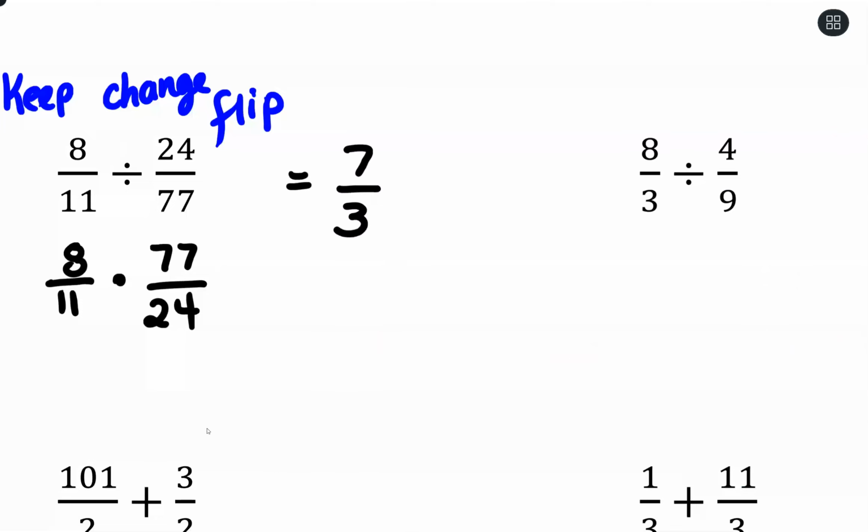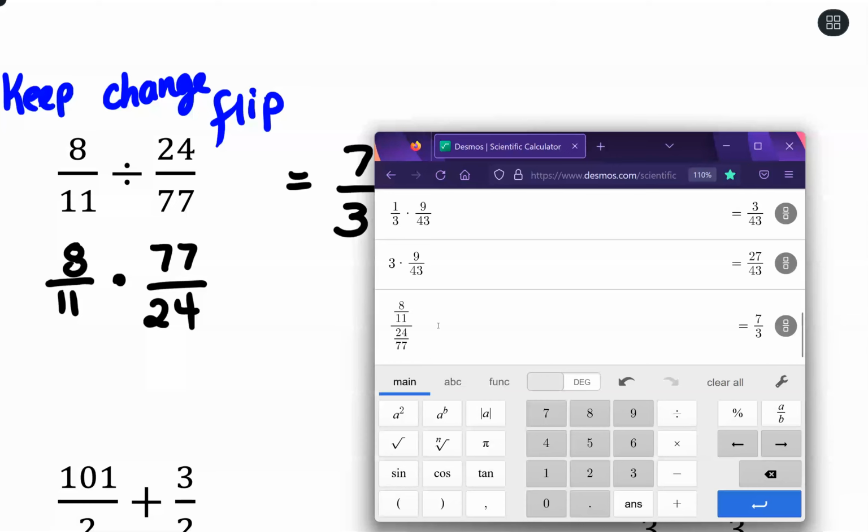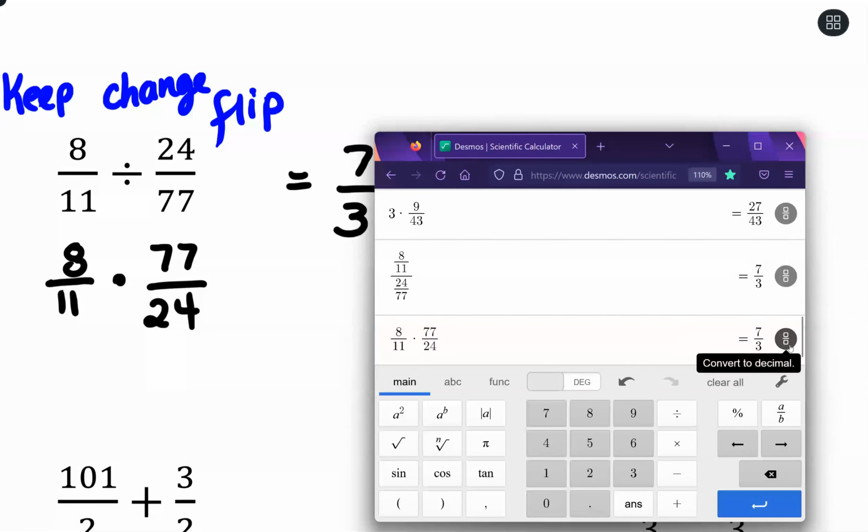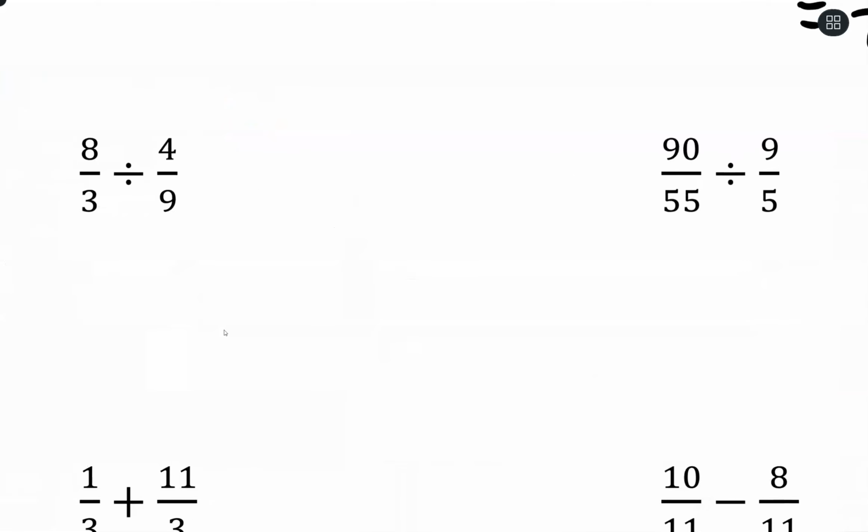And just to show you how it matches the keep, change, flip, so changing it to multiplication, 8 over 11 times 77 over 24 is 7/3 as well. So you can write it in either format. If you do multiplication, just make sure you're flipping that second fraction that we're working with. Okay, so let's look at these in the calculator.